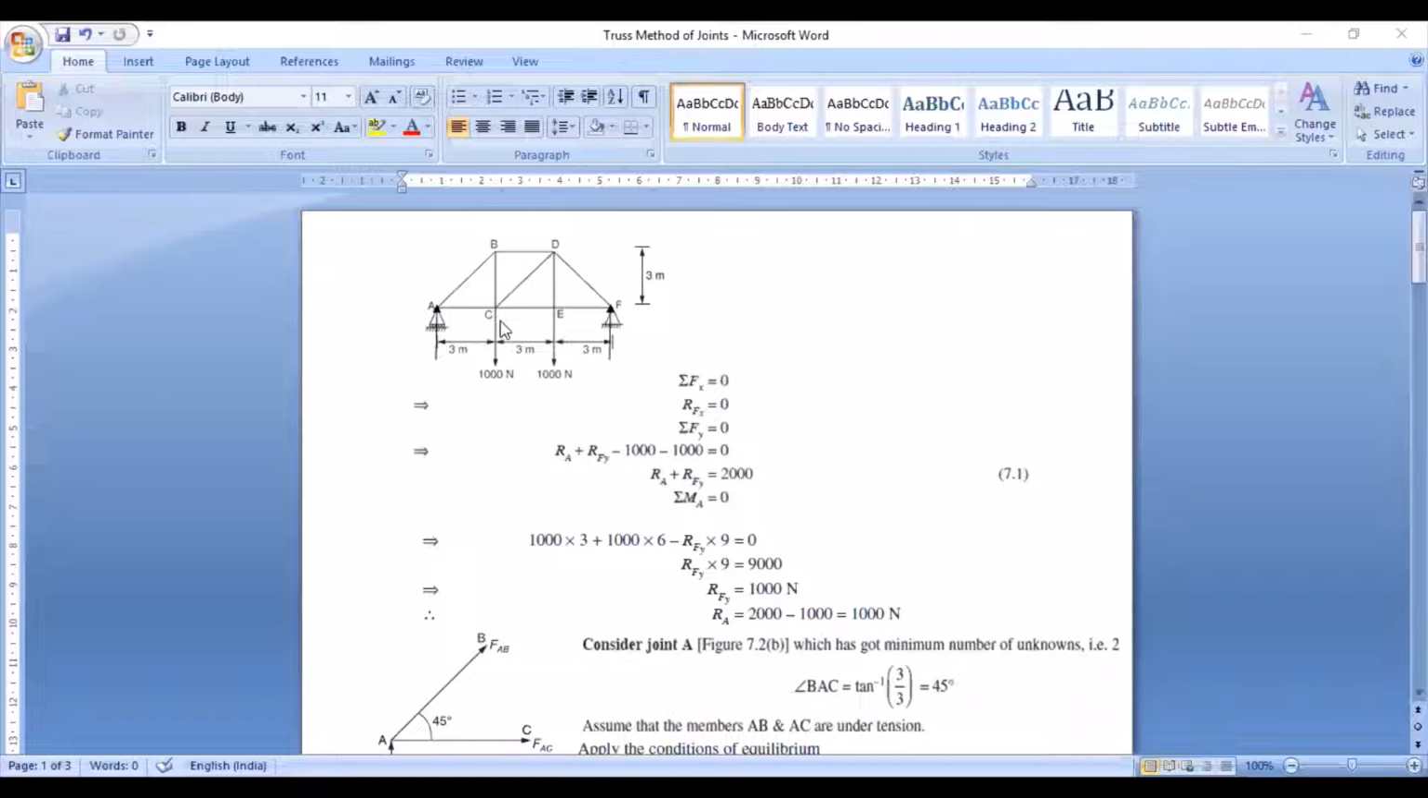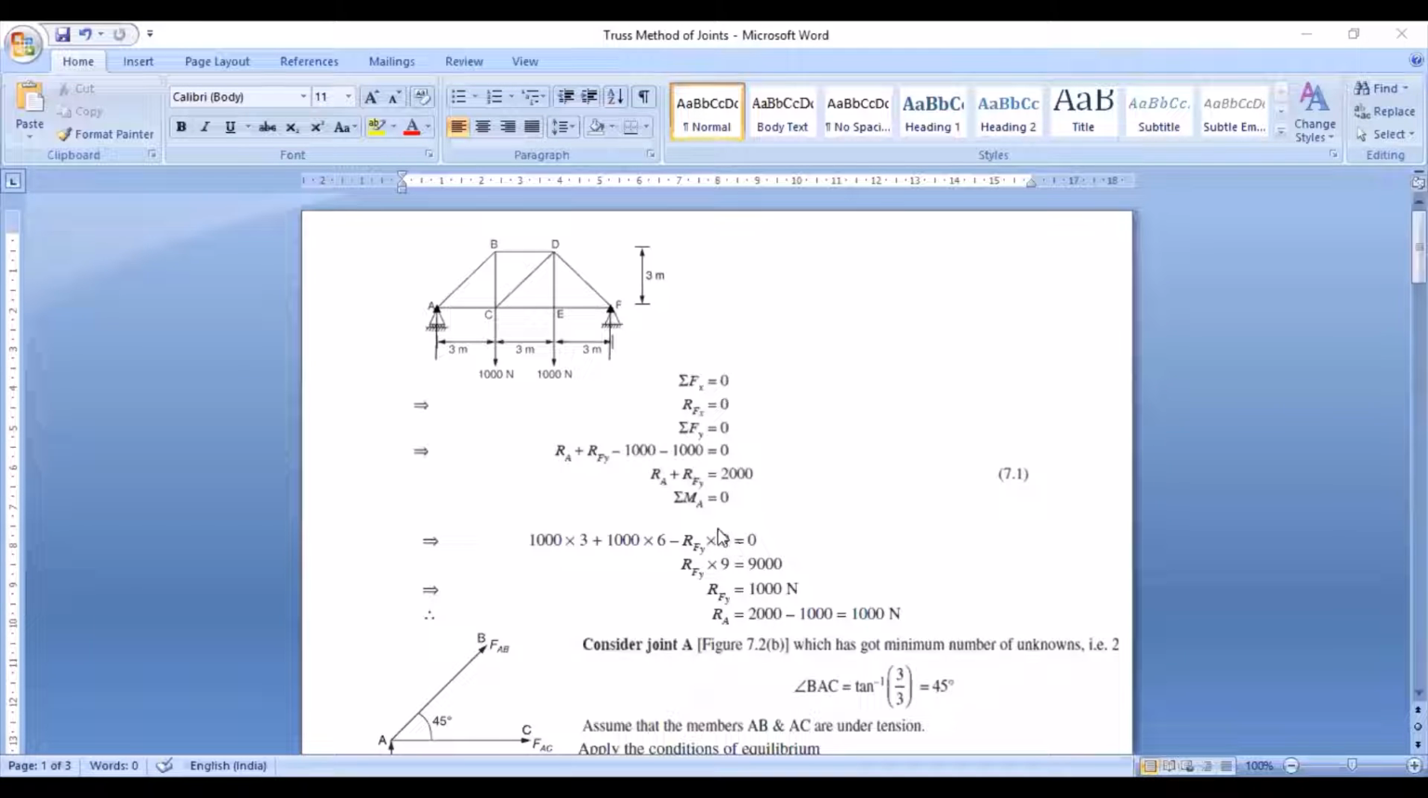The first force is the 1000 Newton force, which is vertical in direction, so the distance to be multiplied is horizontal. Therefore, it is 1000 into 3. What type of moment is it causing? Clockwise movement, so positive. Next, you have one more 1000 Newton force, a vertical force acting downwards. The distance to be multiplied is horizontal, which is 6 meters. Again it is causing a clockwise direction, therefore it is 1000 into 6. Whereas you have the reaction at F, which is vertically upwards, and the horizontal distance is 9. Since it is causing an anti-clockwise movement, it is Rfy into 9.